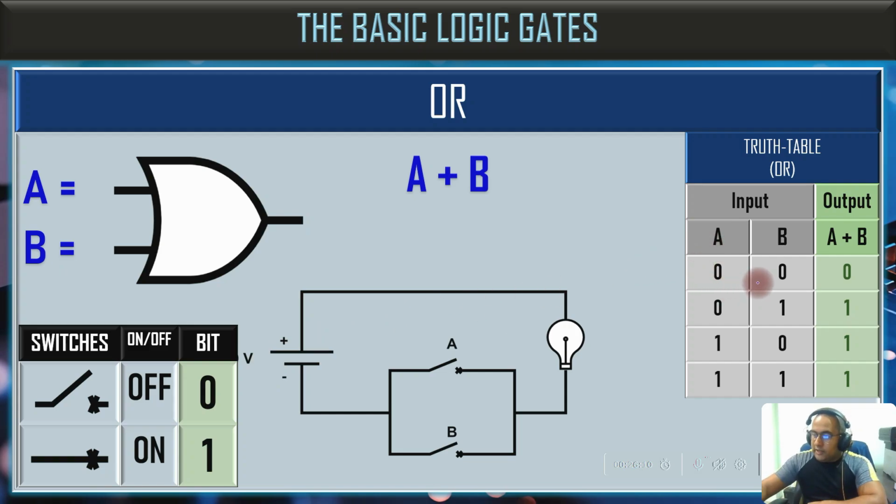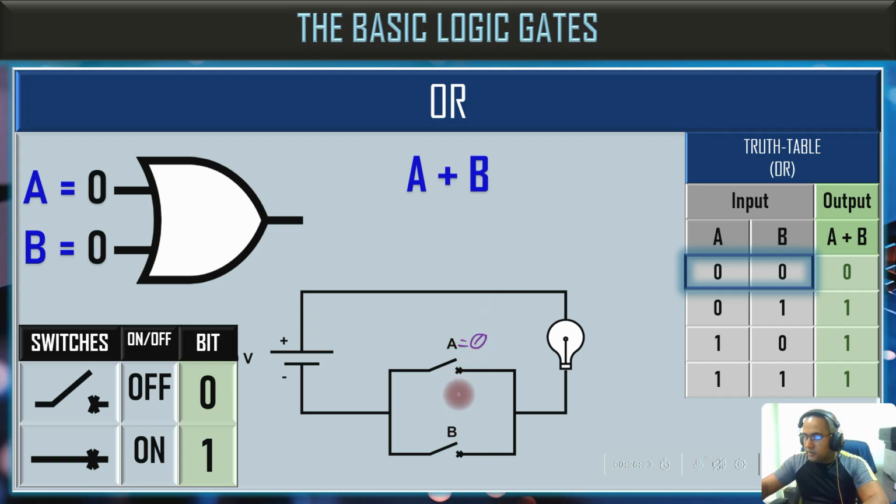Okay? Looking at the first input combination, 0 or 0. Okay? Input A equals 0, input B equals 0. That's like saying switch A is off and switch B is also off. When the current comes from the power source, will the light bulb turn on?